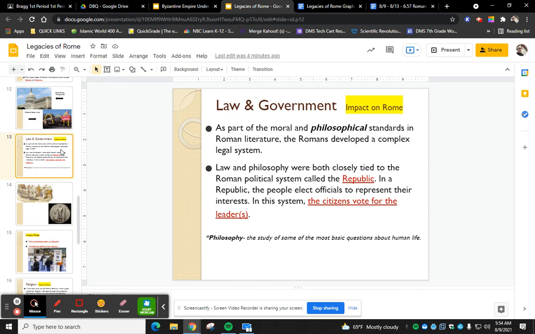Law and philosophy were both closely tied to the Roman political system called the Republic. In a republic, the people elect officials to represent their interests. In this system, the citizens vote for their leader or leaders. All right, we're writing this in Law and Government Impact on Rome. Does that sound somewhat similar to our government today? Yeah, it does.